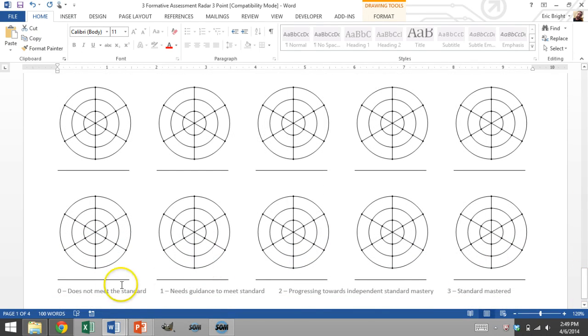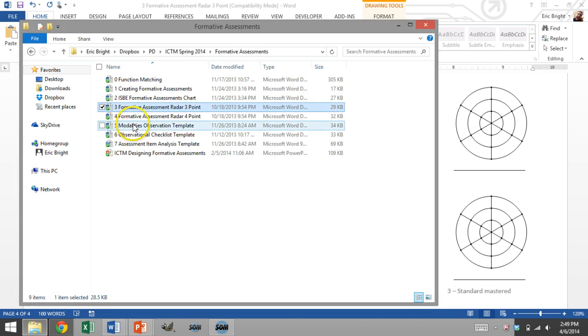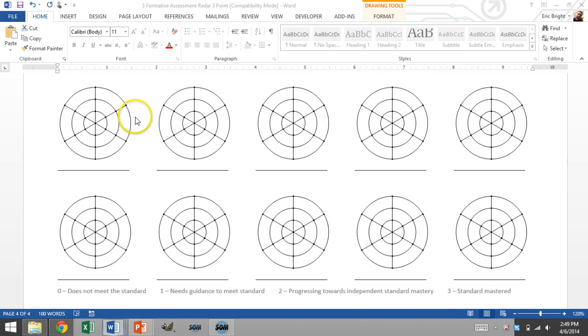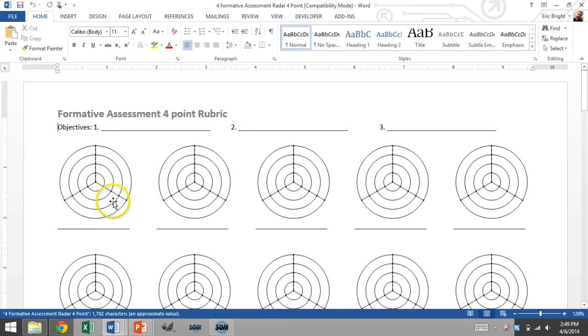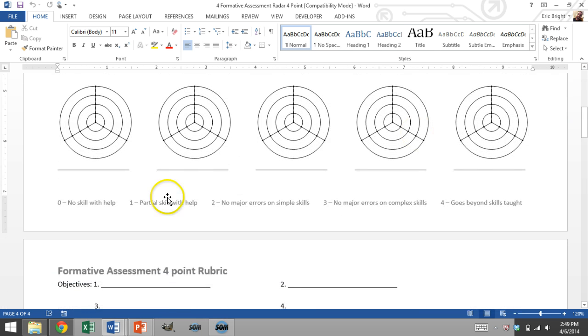If you prefer, instead of a 0, 1, 2, 3 score, a 0, 1, 2, 3, 4, then we've also got for you just a radar with an extra ring on it, so that you can go from 0 to 4 instead of 0 to 3.